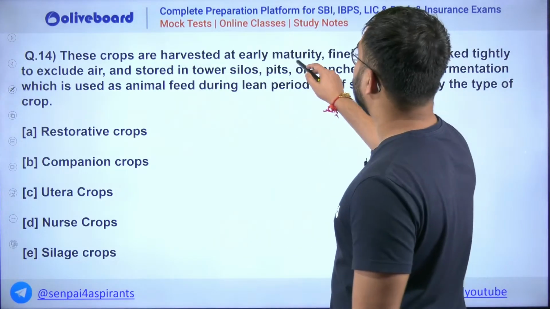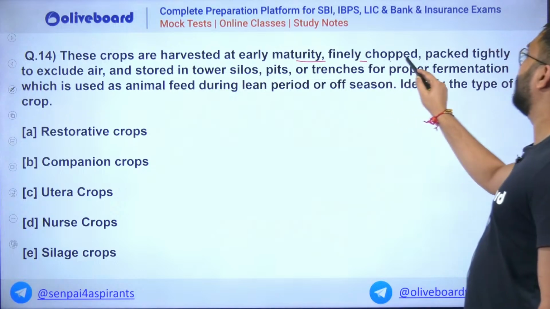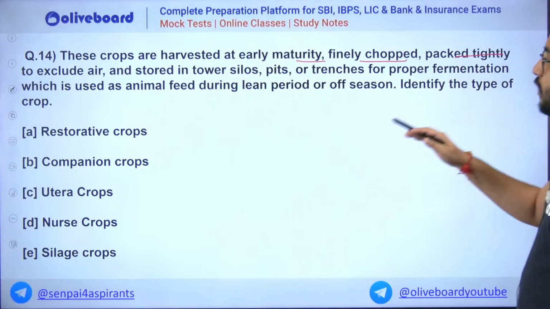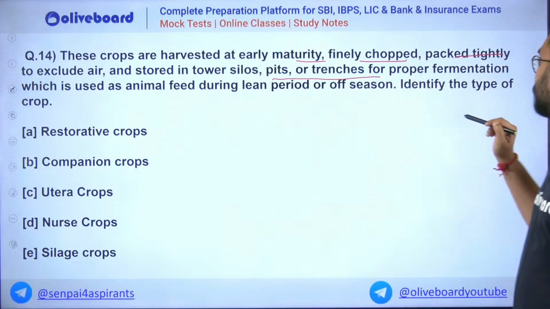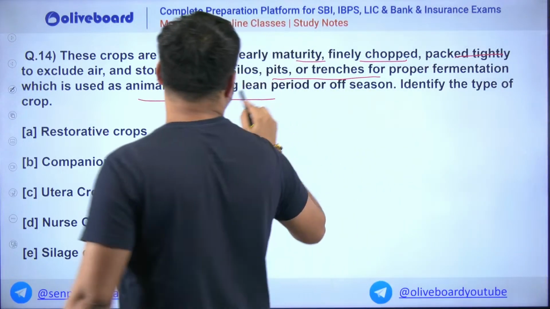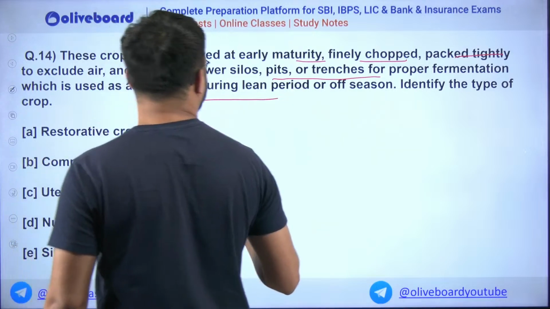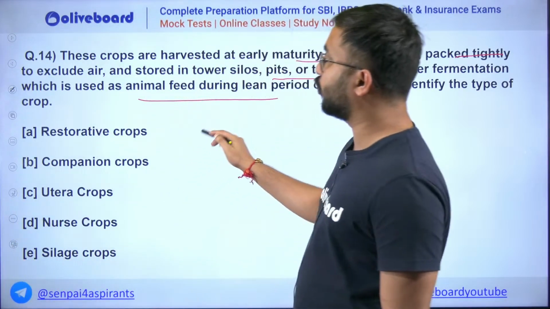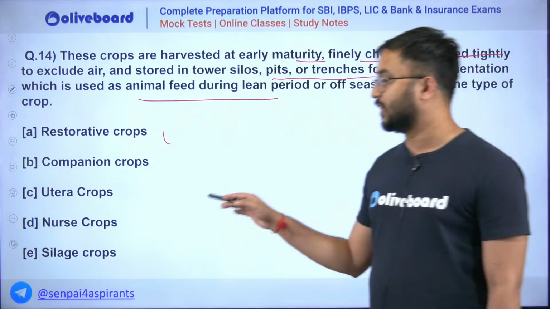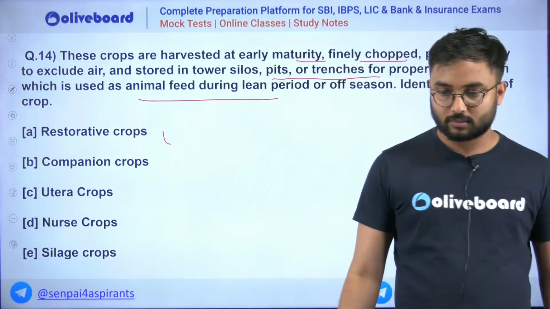These crops are harvested at early maturity, finely chopped, packed tightly to exclude air and stored in tower silos, pits and trenches. Proper fermentation is sometimes even done for the animal feeding during lean period or off season. Identify the type of crops we are talking about. Restorative crops, companion crops, utera crops, nurse crop and silage crops.